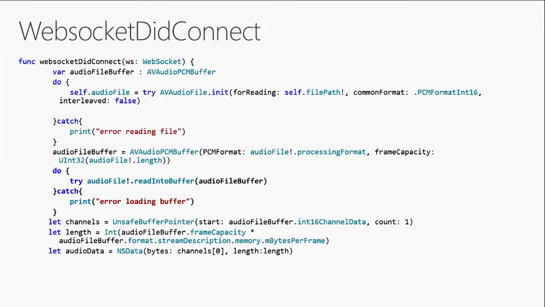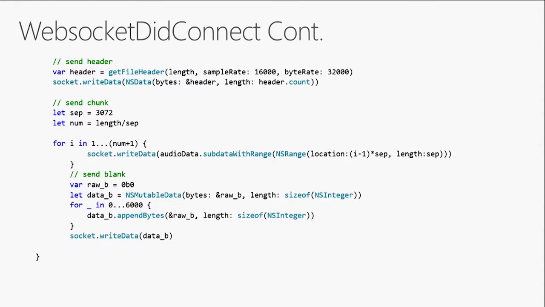And then we need to set up a pointer and get the length, and then we put all of that data into an NSData audioData, which is what we will send to the service. Now before we send to the service, we have to configure the header. So we're doing a sample rate of 16K and 32K, and I'll show you the method in a second that sets up the header. And then this socket write data is where we send the header to the service.